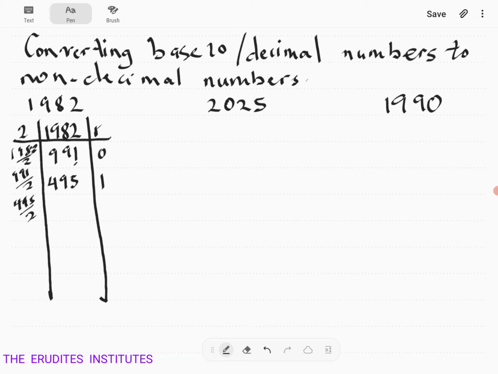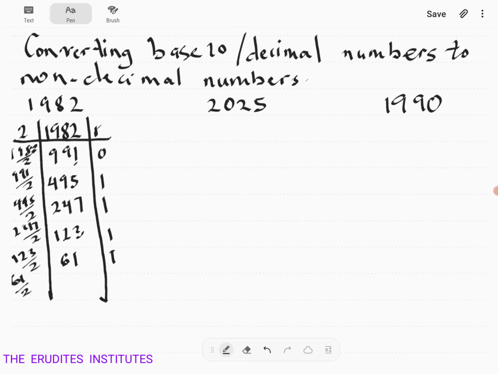495 divided by 2 would give us 247. That would also be a remainder of 1. Remember, an odd number. So 247 divided by 2 would give us 123. There would also be a remainder of 1. 123 divided by 2 would give us 61. There would be a remainder of 1.